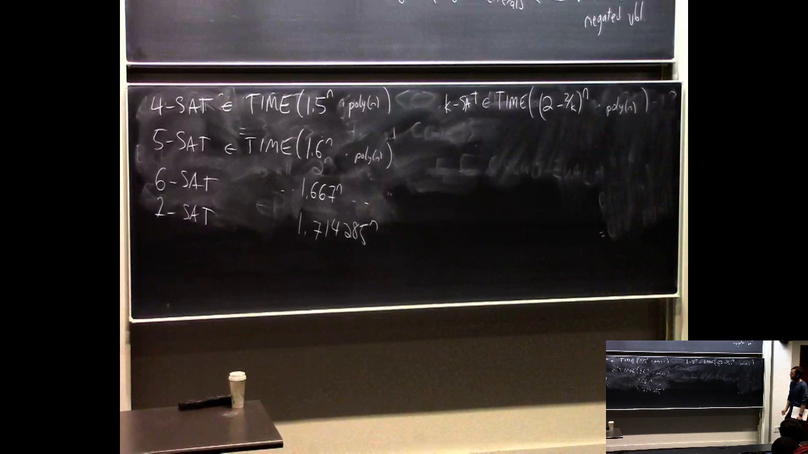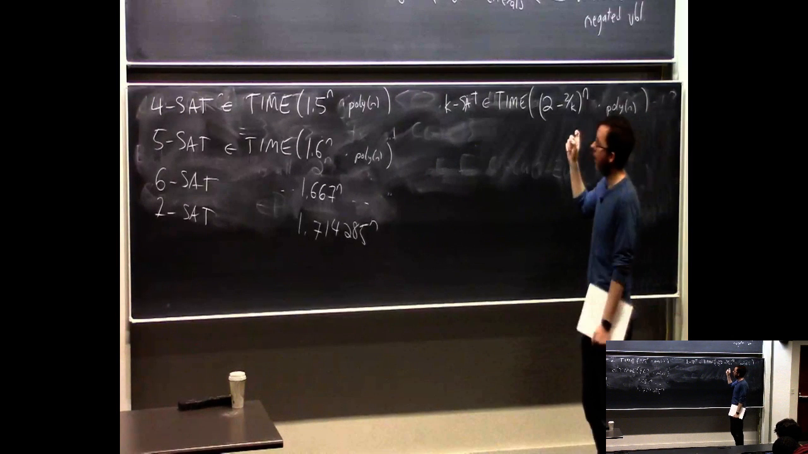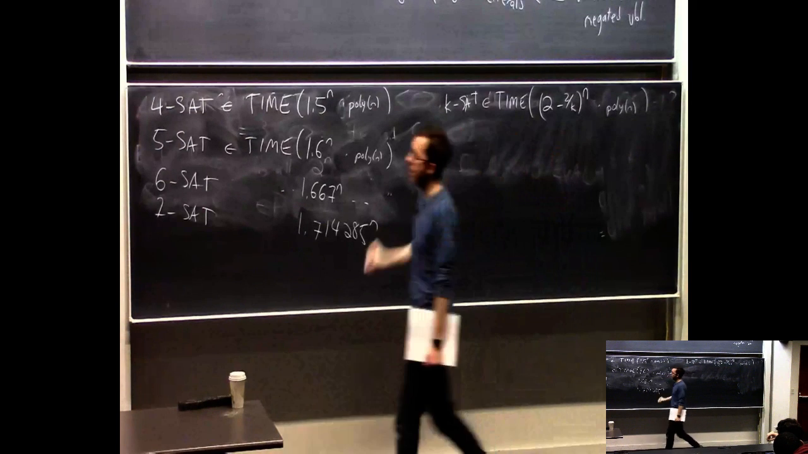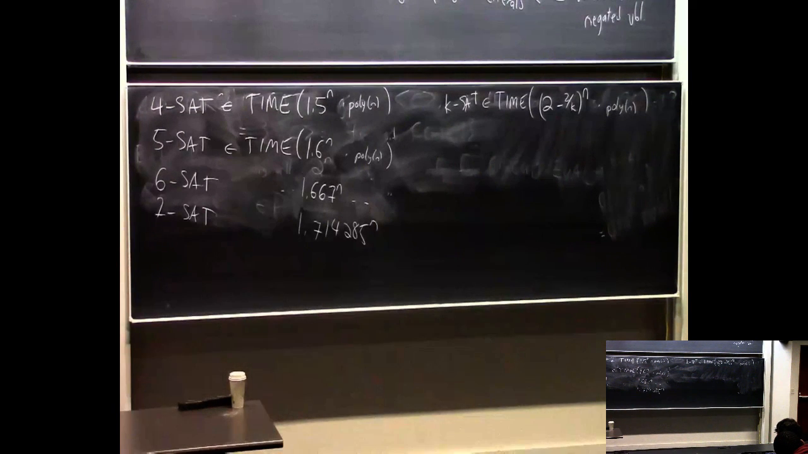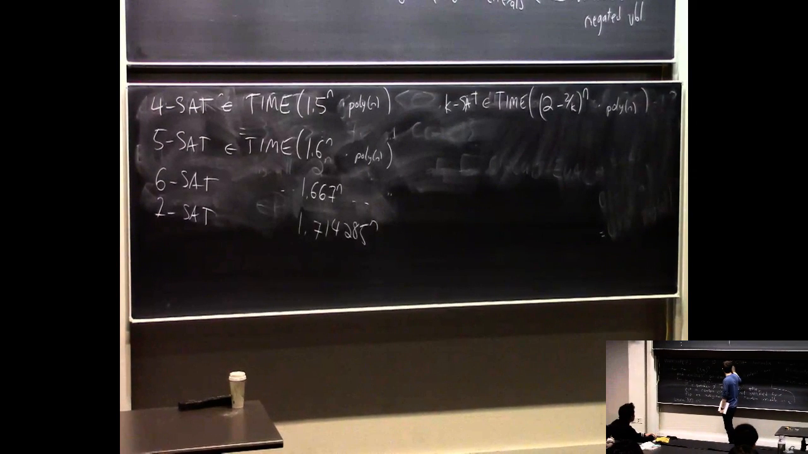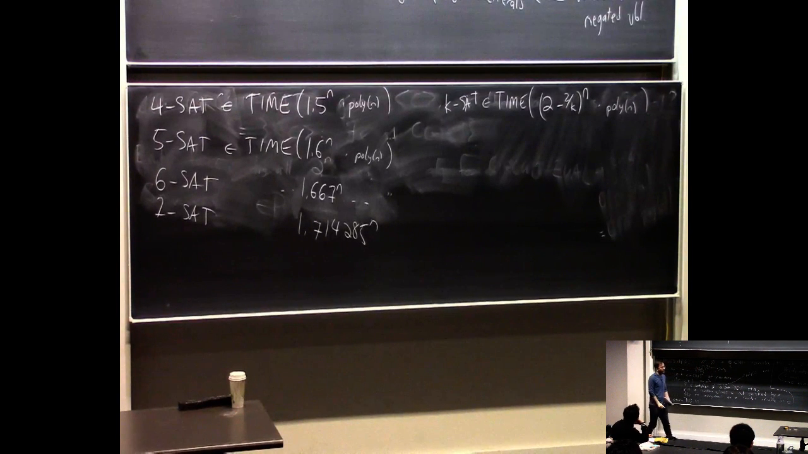And in fact, I can tell you how to do this one. You just have to erase this and this and make this 2 minus 2/k. And I won't prove it either, but this algorithm works to give that fact.